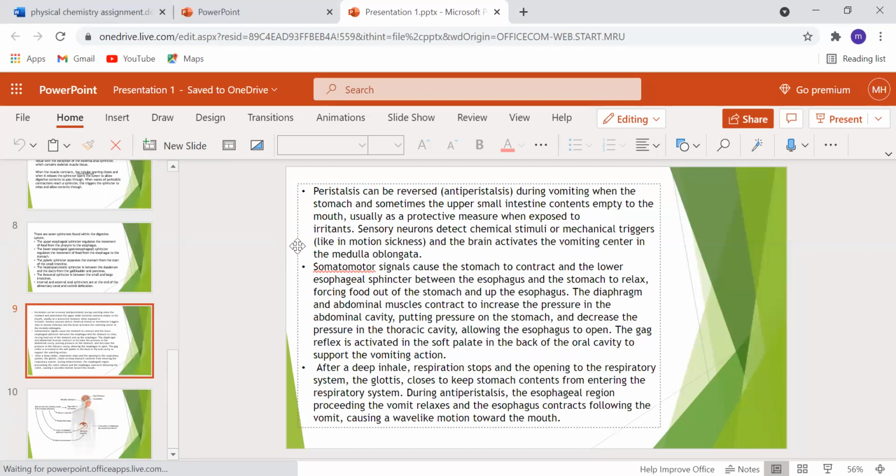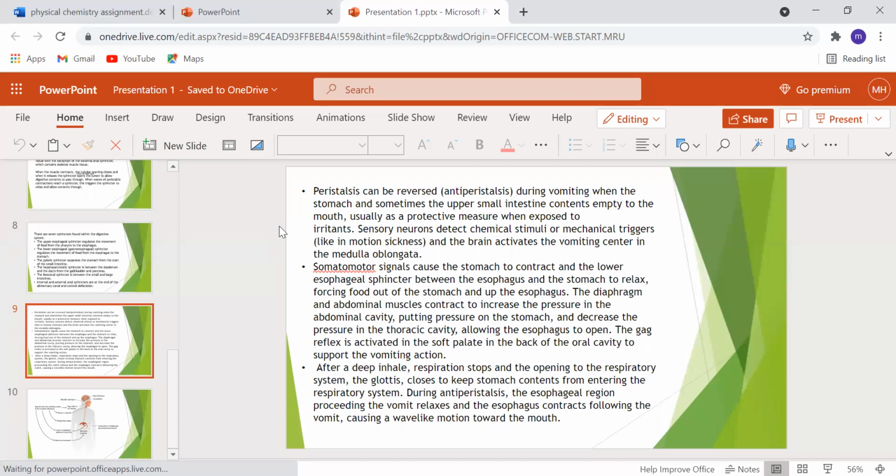Now we will discuss the reverse of peristalsis, which causes vomiting, where we feel like our food is coming out. Peristalsis can be reversed, called anti-peristalsis, during vomiting when the stomach and sometimes the upper small intestine contents empty to the mouth, usually as a protective measure when exposed to irritants.